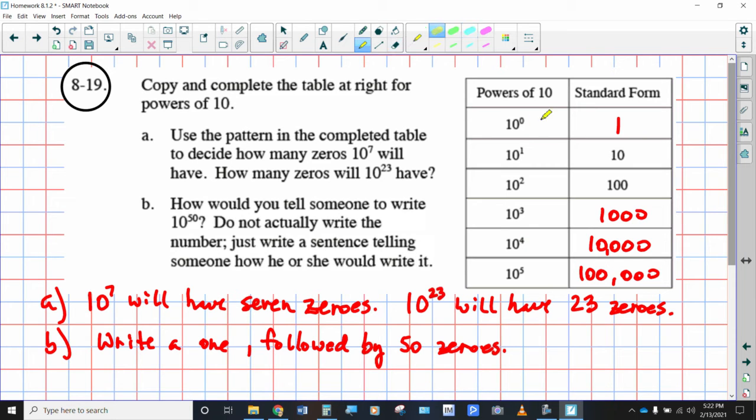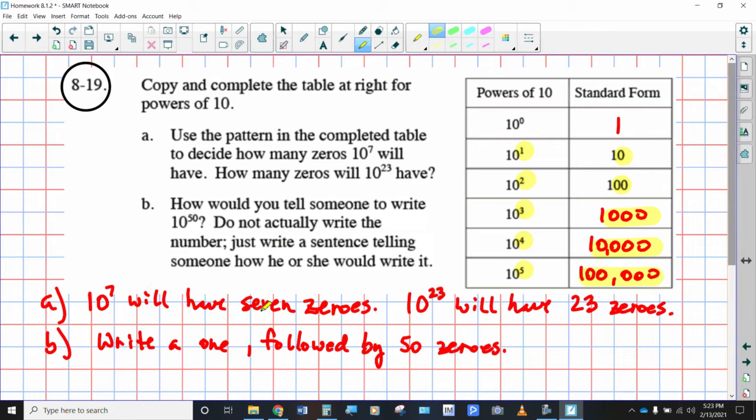So what pattern are we noticing here? So this only works for powers of 10, nothing else. But the exponent tells you the number of zeros that are going to be in standard form for that number. So 10 to the 5th power has 5 zeros, and the number that has 5 zeros there is 100,000. So 10 times 10 times 10 times 10 times 10 is equal to 100,000.